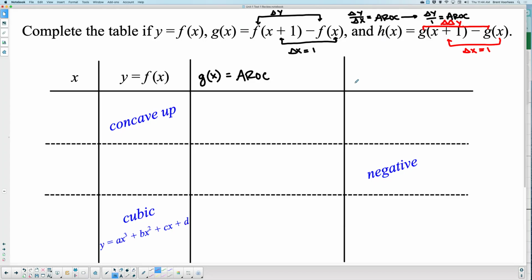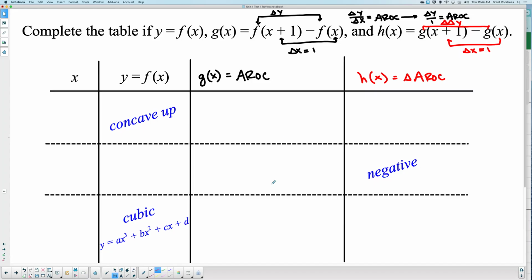Anybody figured out what this is yet? This is equal to the change of the average rate of change, the change of the a-rock. That's what that equation is. That's just a weird way of writing it, but that is what those are.